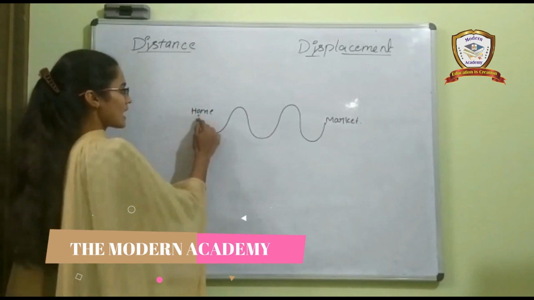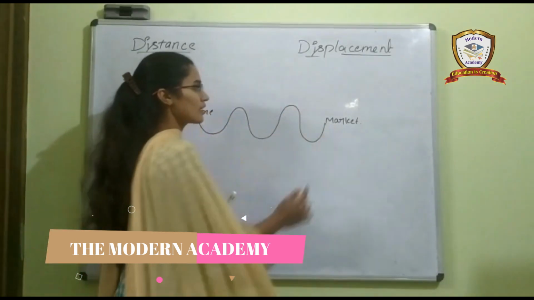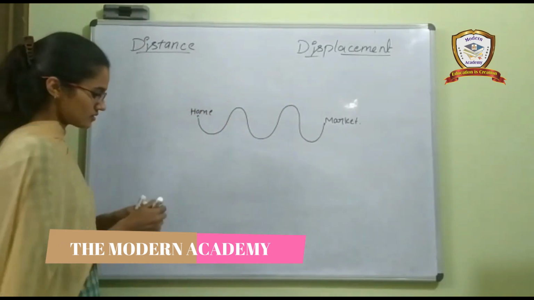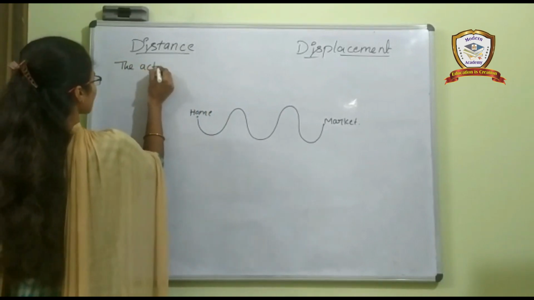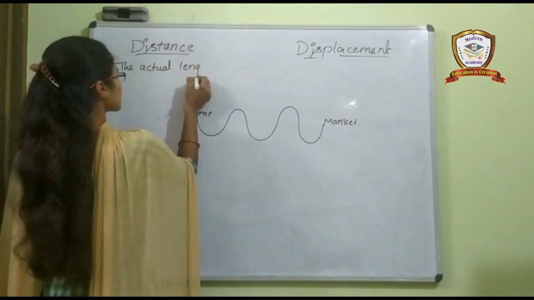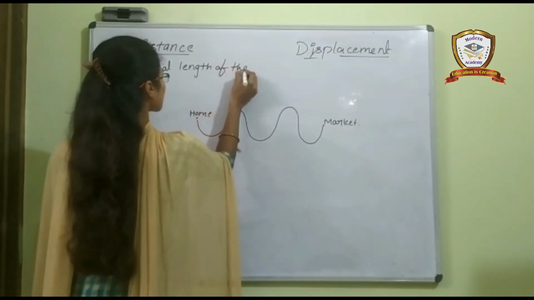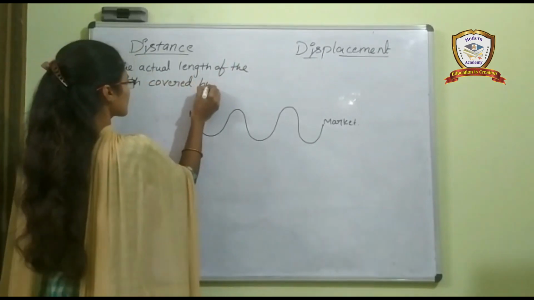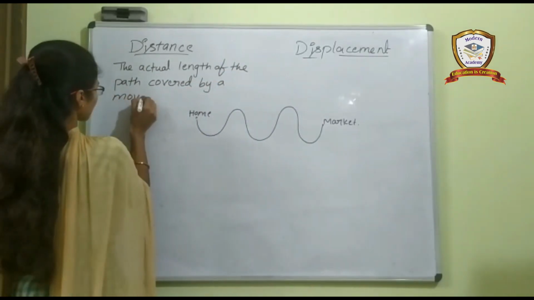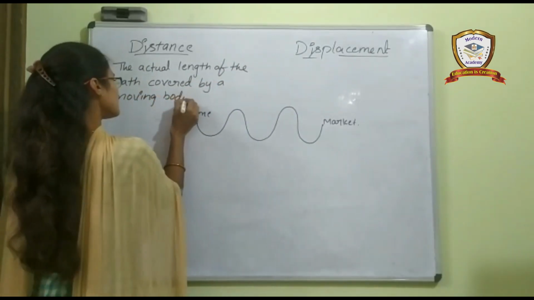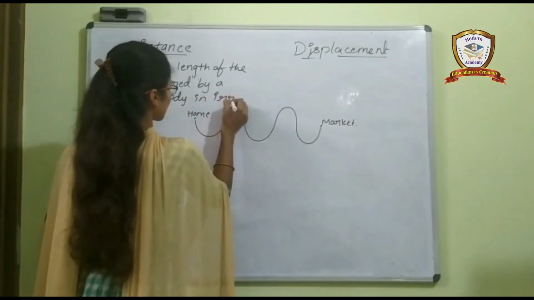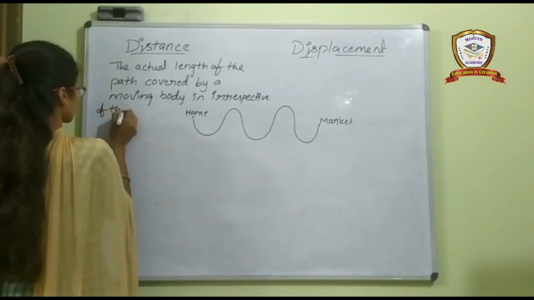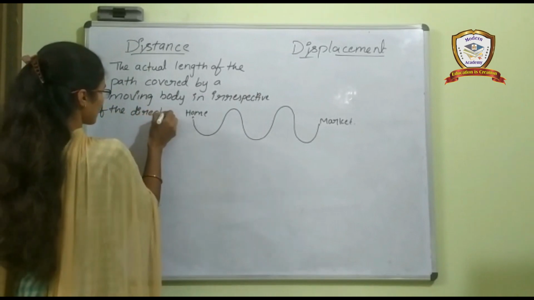So distance is nothing but the actual length of the path covered by a moving body irrespective of the direction. That means in any direction. That we call distance.